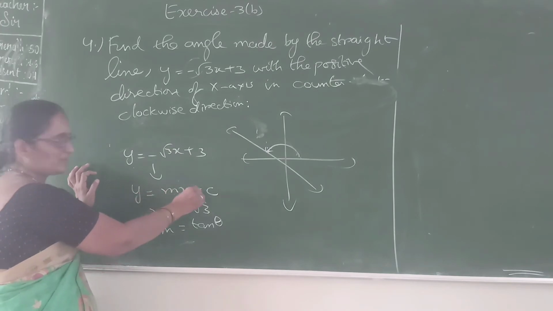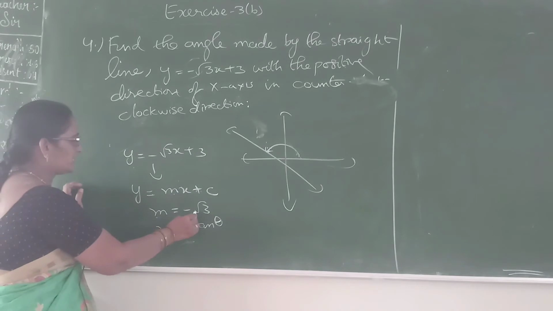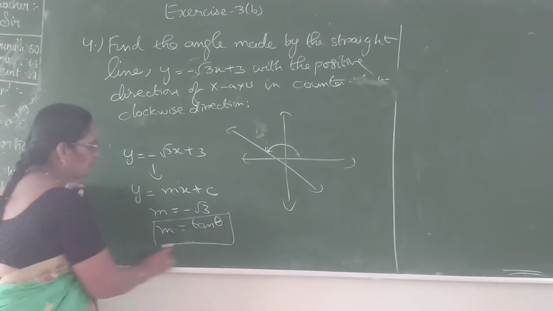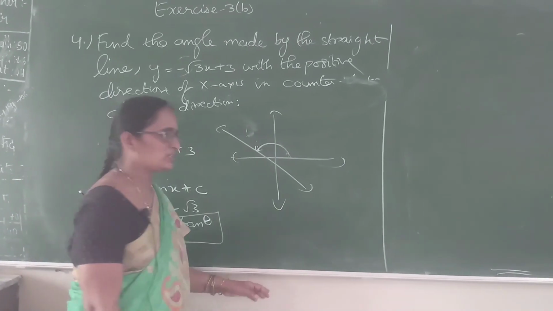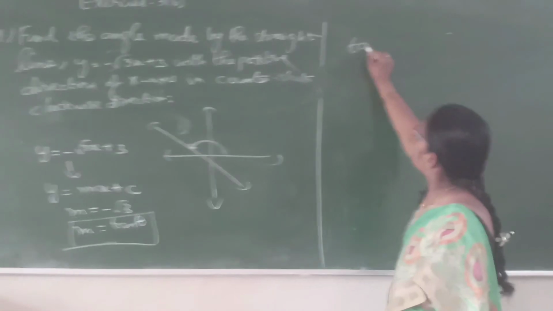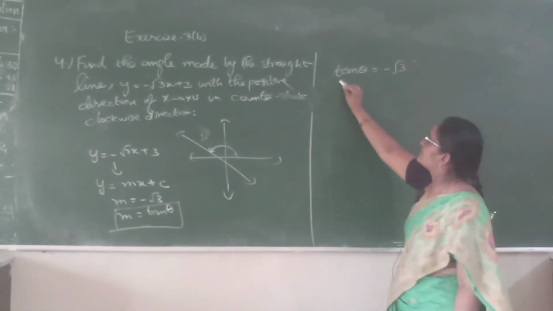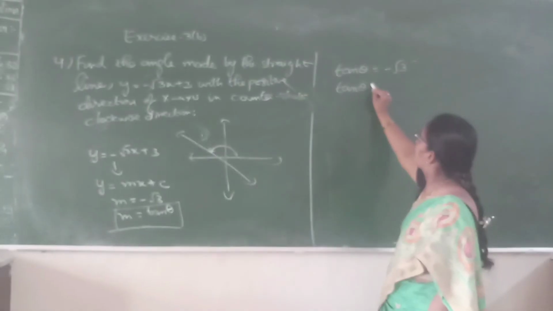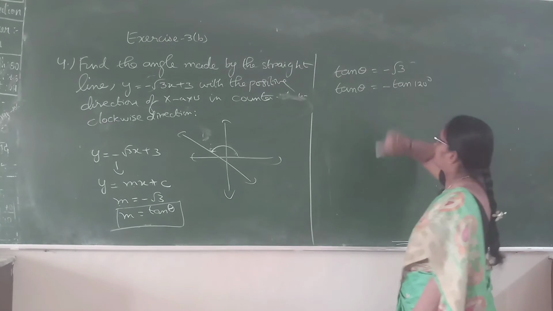Y is equal to mx plus c. Y equal to mx means here m is equal to minus root 3. We are having one formula, m is equal to tan theta. According to that we are going to apply here, that is tan theta is equal to minus root 3, which is nothing but tan theta is equal to minus tan 60 degree.